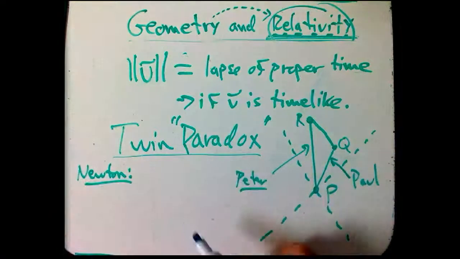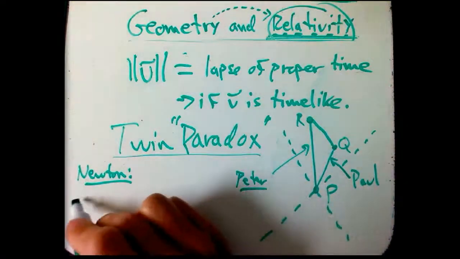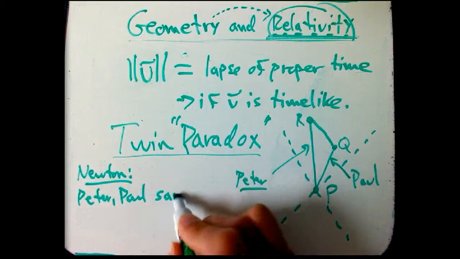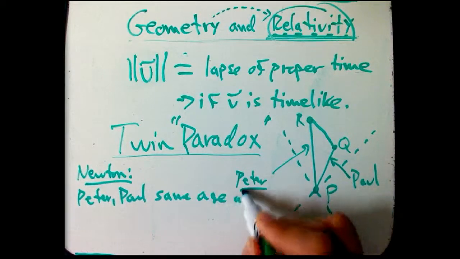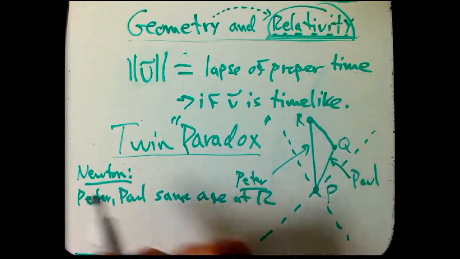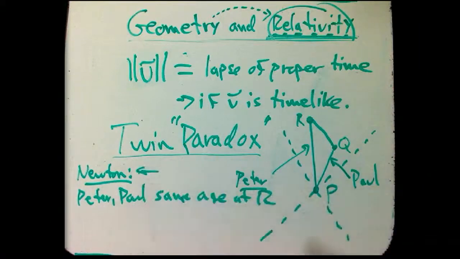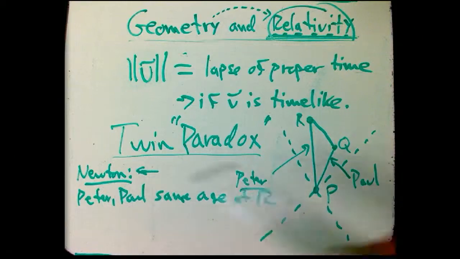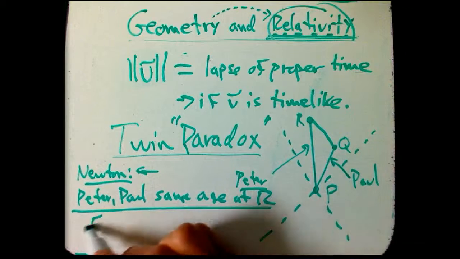Okay, so here's what Newton would have said about this. He would have said that Peter and Paul are the same age when they rejoin at point R. And that's what most of our intuition would say, because we have pretty Newtonian intuition about this. But from our perspective, it's kind of nice to be liberated from always starting with the Newtonian intuition and trying to recast that for the real relativistic intuition. Let's see what Euclid would say.